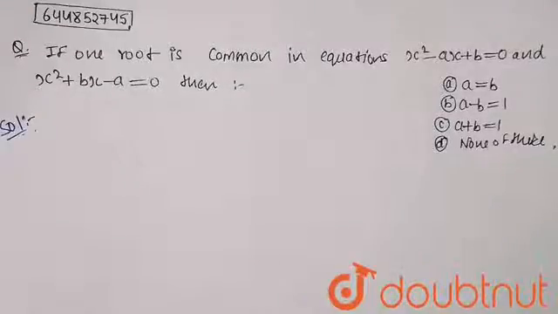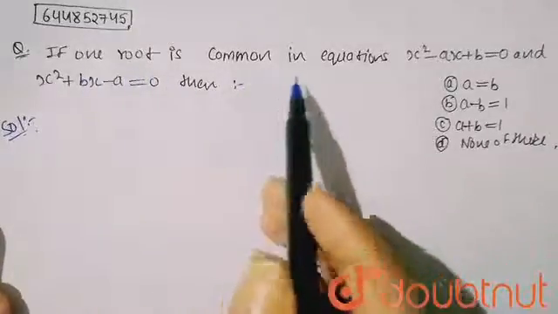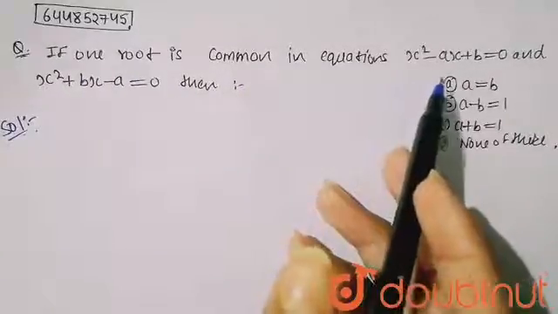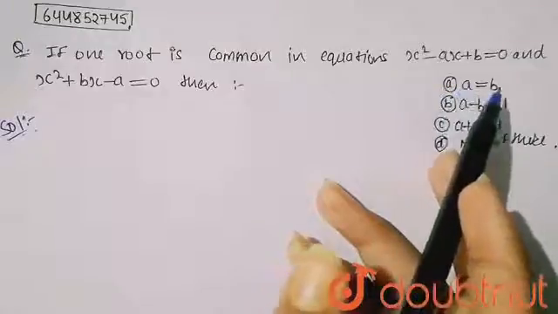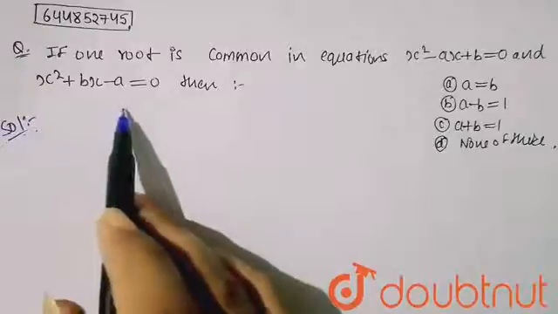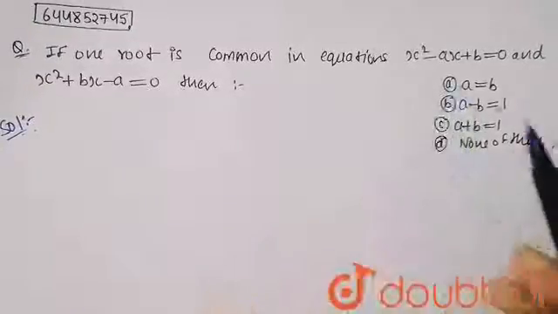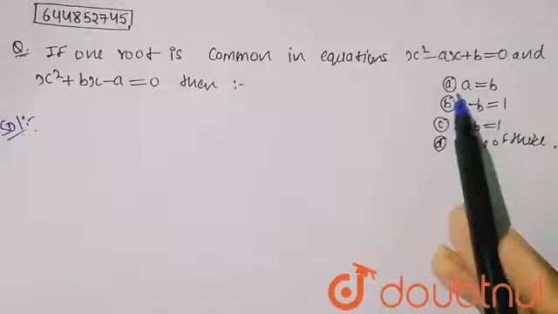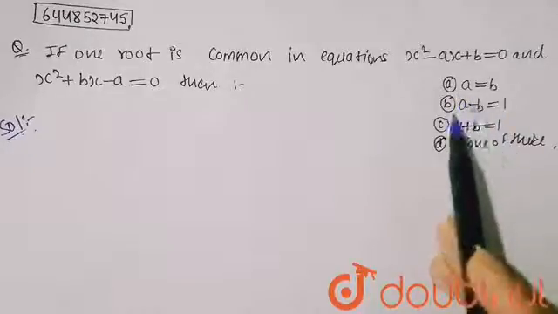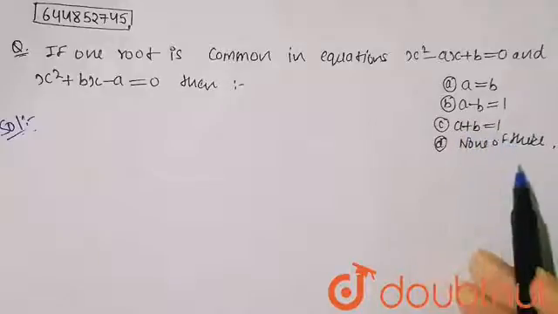Hello friends. So in this question, it is given that if one root is common in equation x square minus ax plus b equals to 0 and x square plus bx minus a equals to 0, then which of the following will be correct? Okay, so here the options are given: a equals to b, a minus b equals to 1, a plus b equals to 1, or none of these.